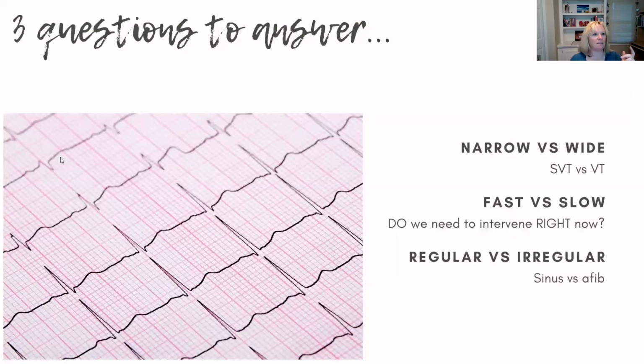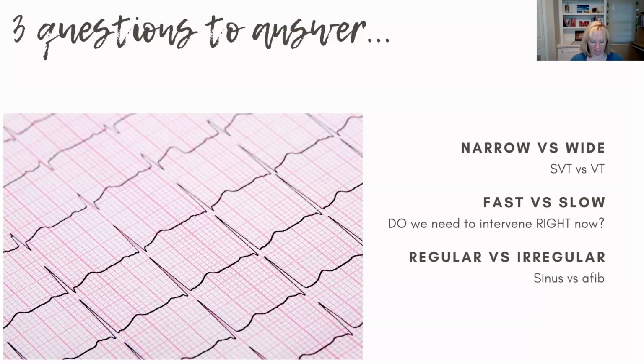Then we're going to get into how to solve these arrhythmias. When you think about who's running the heart, the first thing you're asking is, is it narrow or wide? If it's narrow, it's most likely coming from the top of the heart. If it's wide, it's most likely coming from the bottom, and it's ventricular.